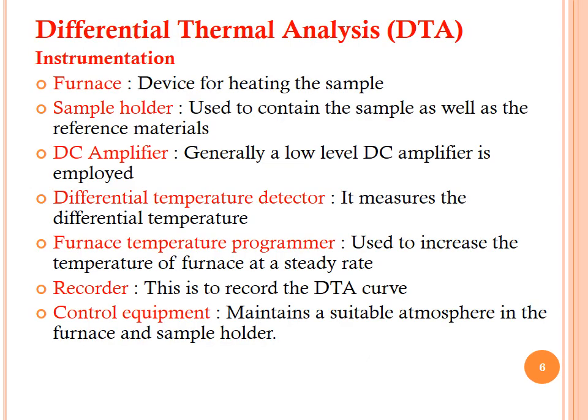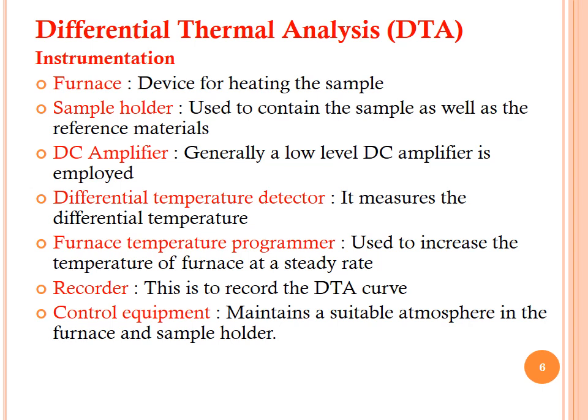So in the instrumentation of DTA, there are various parts. For example, we have a furnace, a device for heating. The sample holder is used to contain the sample as well as the reference material, which provides the data of the sample comparative to the reference material. The DC amplifier is used to regulate or amplify the signal obtained from the instrument. Generally, a low-level DC amplifier is employed.